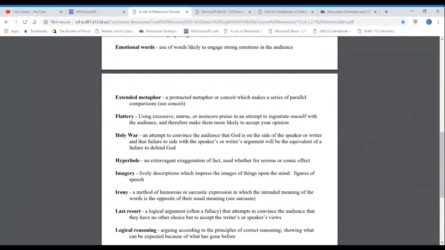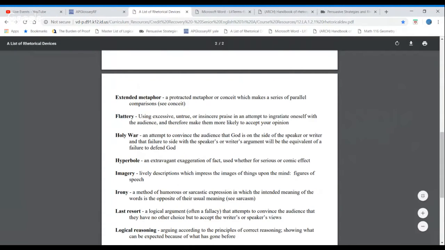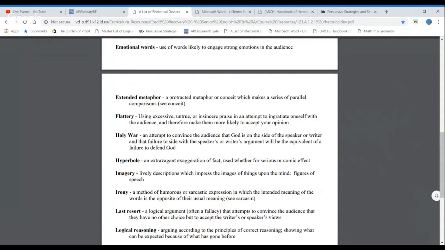Holy war, an attempt to convince the audience that God is on the side of the speaker or writer, and that failure to side with the speaker's or writer's argument will be the equivalent of a failure to defend God. I'm not into religion. I never have been. Well, organized religion, I never have been.